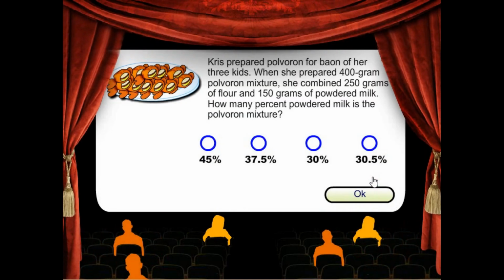Chris prepared pulveron for baon of her 3 kids. When she prepared 400-gram pulveron mixture, she combined 250 grams of flour and 150 grams of powdered milk. How many percent powdered milk is the pulveron mixture?